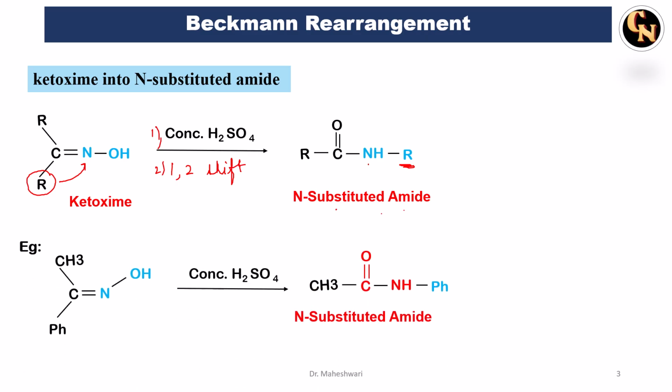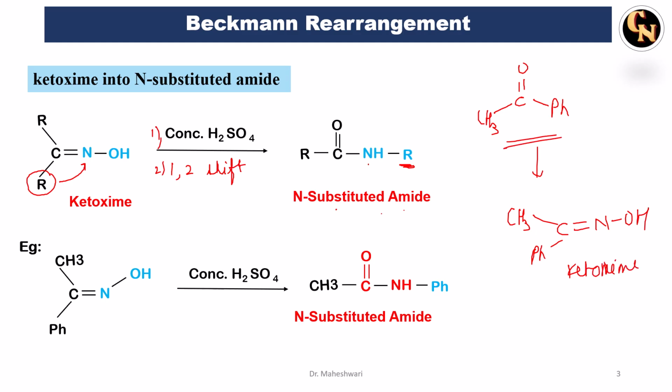The example we have taken here is a ketoxime prepared from a ketone which is C double bond O, Ph, CH3. So this ketone has been converted into ketoxime. The ketoxime will be Ph, CH3, double bond NOH. That is the starting material. This is your ketoxime which we have prepared from this ketone.